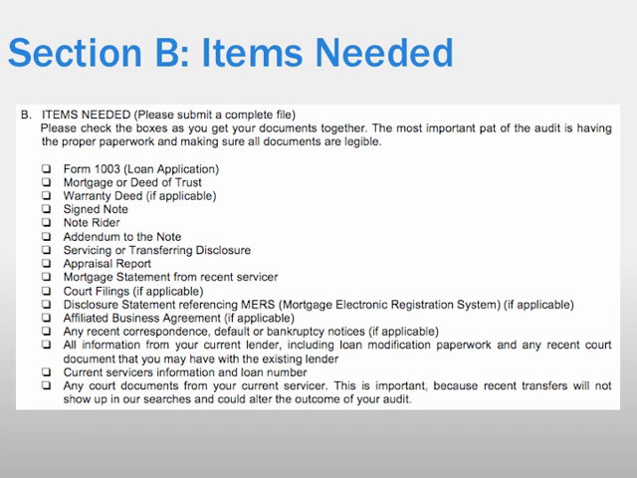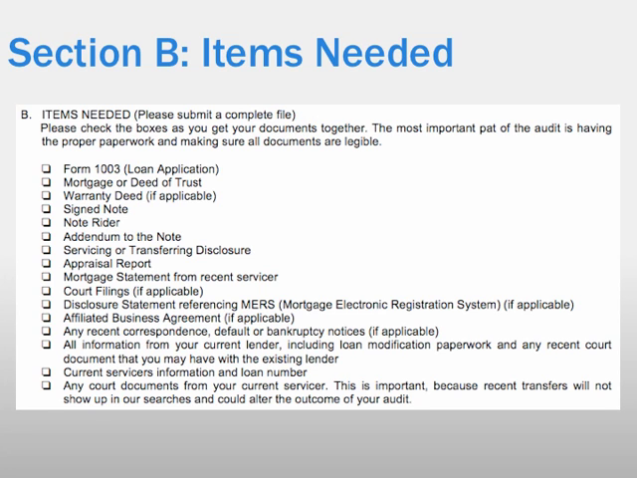The mortgage or deed of trust, depending what state they're in. Some states there's a mortgage state, some states are deed states. If they don't have it, this is available at the courthouse. It is a public record. They may have a warranty deed. If they have that, we can use it.